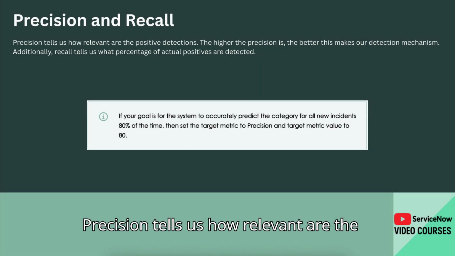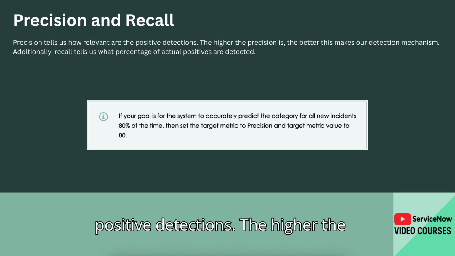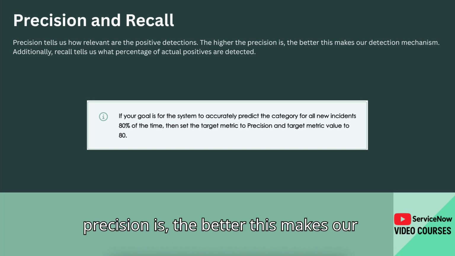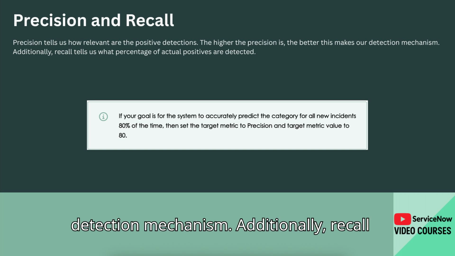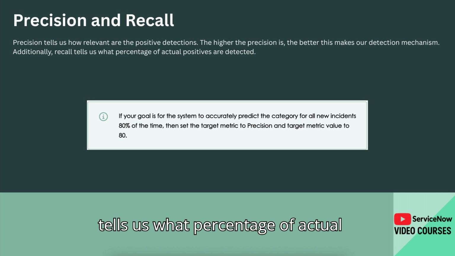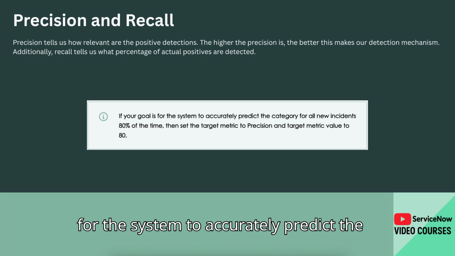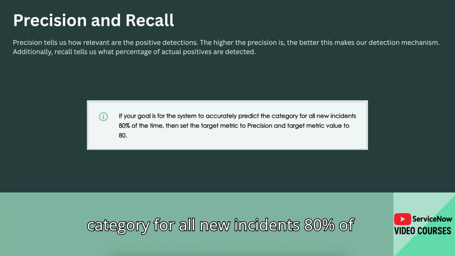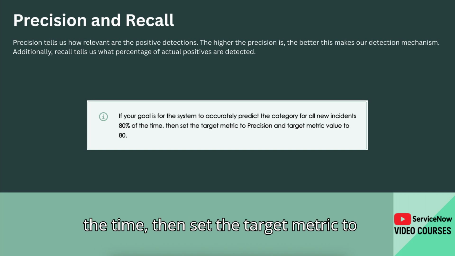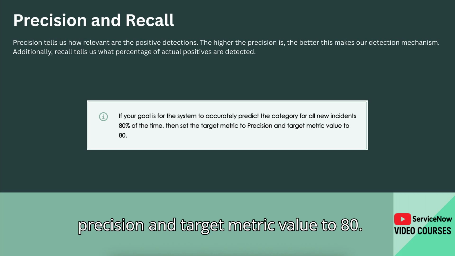Precision tells us how relevant are the positive detections. The higher the precision is, the better this makes our detection mechanism. Additionally, recall tells us what percentage of actual positives are detected. If your goal is for the system to accurately predict the category for all new incidents 80% of the time, then set the target metric to precision and target metric value to 80.